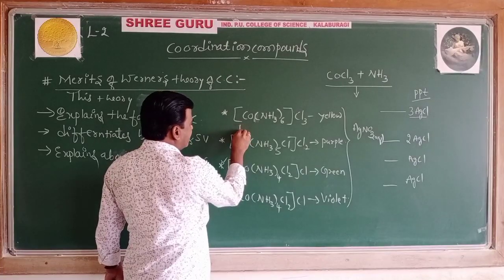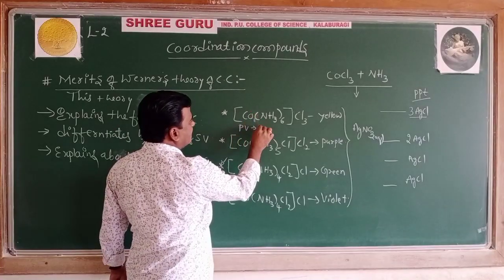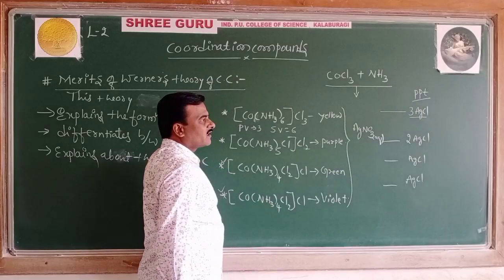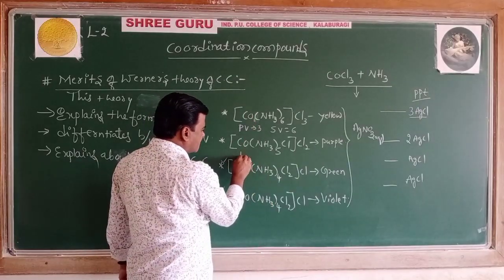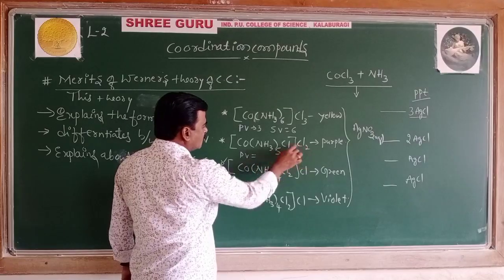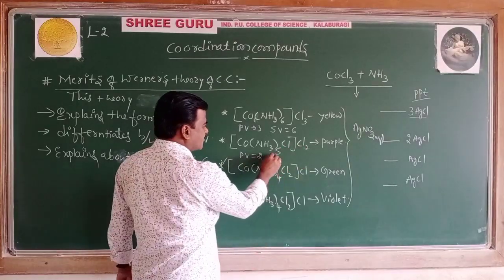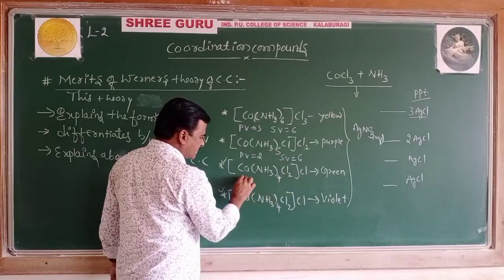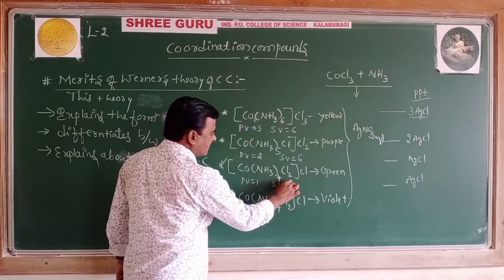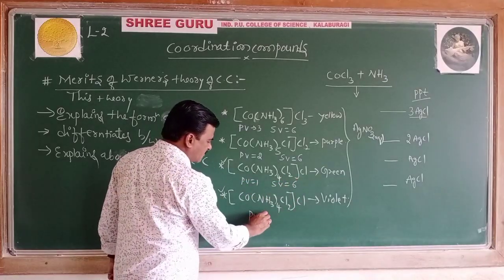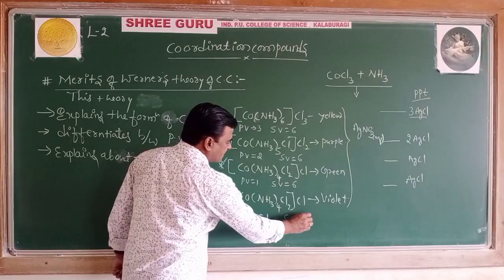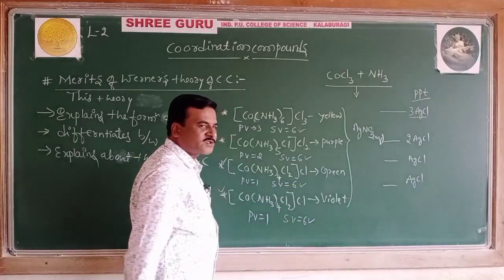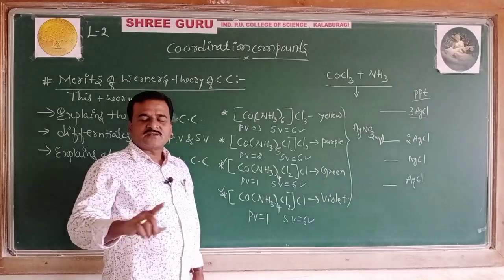The primary valency for the first complex is 3, while the secondary valency is 6. The primary valency for the second complex is 2. Ionizable valency is the primary valency. The secondary valency is fixed at 6. The primary valency for the third complex is 1, and the secondary valency is again 6. For the fourth complex also the primary valency is 1, and the secondary valency is 6. You can notice that in all 4 complexes the secondary valency is fixed, as said in the postulate. The secondary valency is not variable.